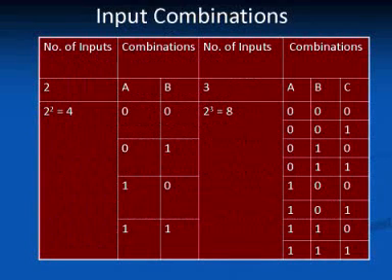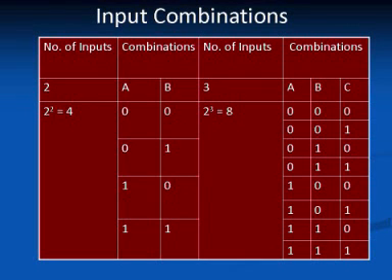The 4 distinct input combinations for a 2 inputs gate are A equals 0, B equals 0. A equals 0, B equals 1. A equals 1, B equals 0. And A equals 1, B equals 1.